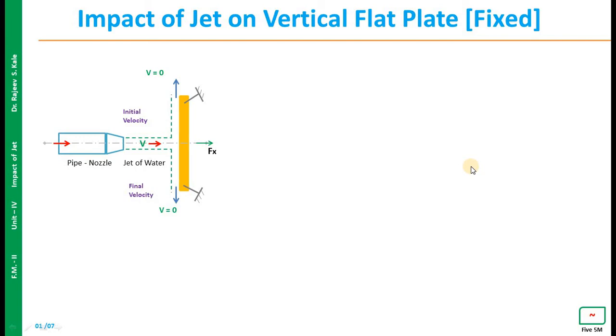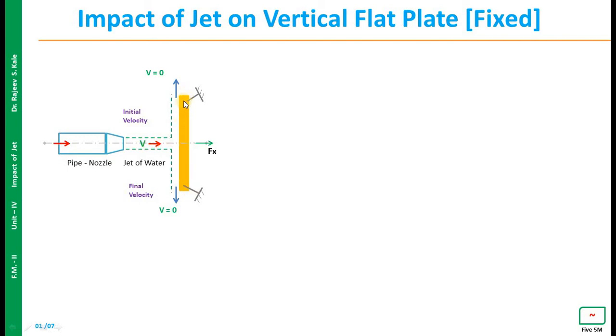Now in this unit, we have to discuss the various objects. For example, the first object is impact of jet on a vertical plate. The concept is that the incoming pipe has diameter d. The throat is conical in shape, and the diameter reduces so that water can flow with velocity v. The flow of water coming out of the nozzle is known as the jet of water. This is the initial velocity of water.